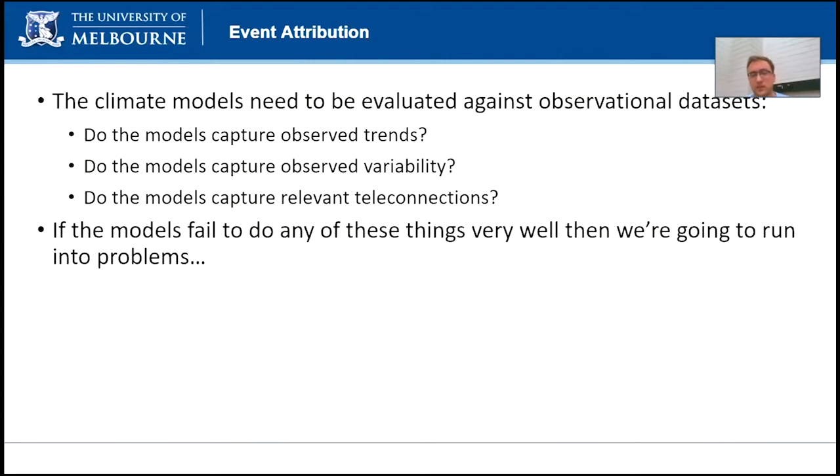If the models fail to do even one of those things very well... Hi, Andrew. Sorry, can you repeat the last point? The sound dropped out as you said we wouldn't trust in its ability to.